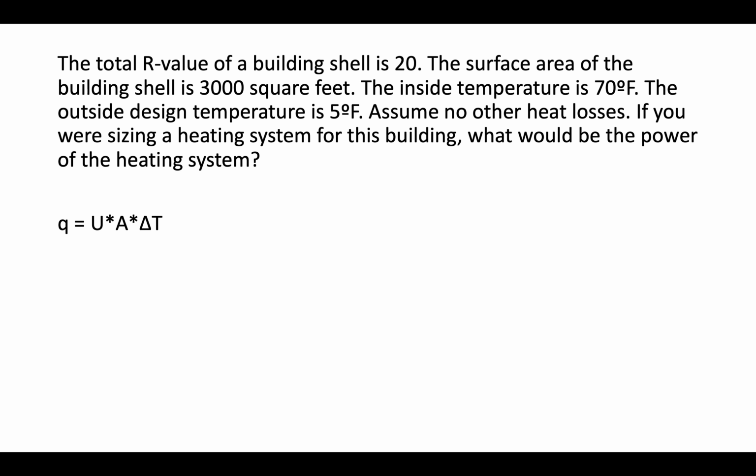So we can plug this into our conductive heat loss equation for power, which is just U times A times delta T. We take the U as 1 over the R value, so 1 over 20 times the surface area, which we've already calculated as 3,000 square feet. And then the delta T is the difference between inside and outside temperatures. And so the answer is 9,750 BTU per hour. That is the heat loss that a heating system would have to make up.